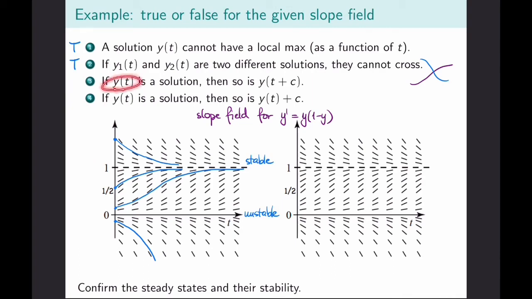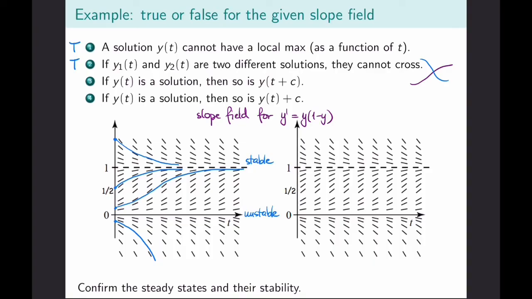If y of t is a solution, then so is y of t plus c. You have to remember what this corresponds to in terms of function transformations. Adding the c in the middle, to the argument, or outside will produce two different function transformations. Outside produces a vertical shift, inside produces a horizontal shift. In this case, we're not told whether c is positive or negative, so I have to think about horizontal and vertical shift in general. Let's think about horizontal shift first.